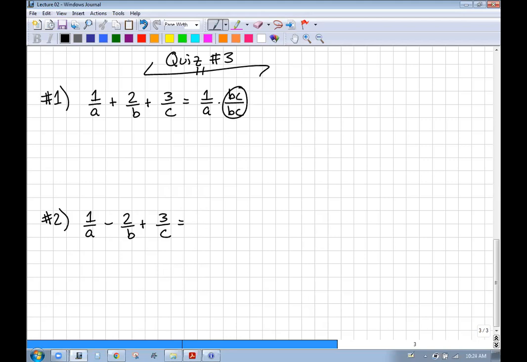This is the number 1. So we're not changing this value. Whatever that value is, we don't change it by multiplying by the number 1. We've just changed its representation.